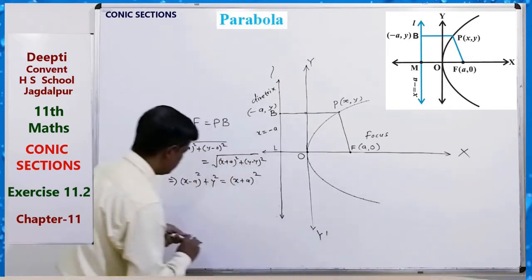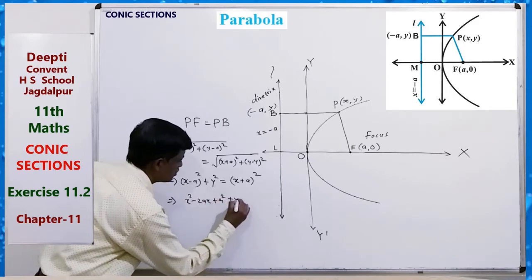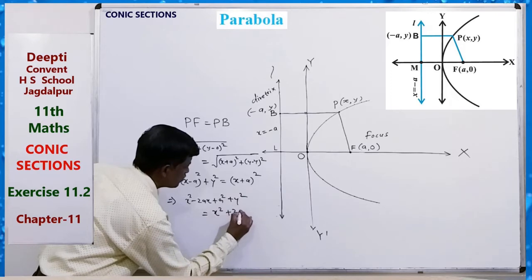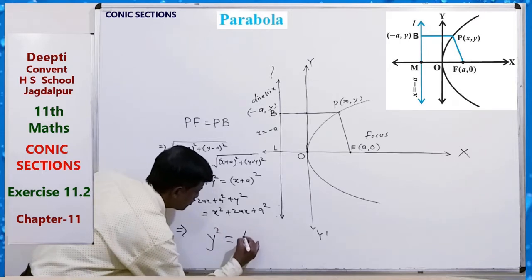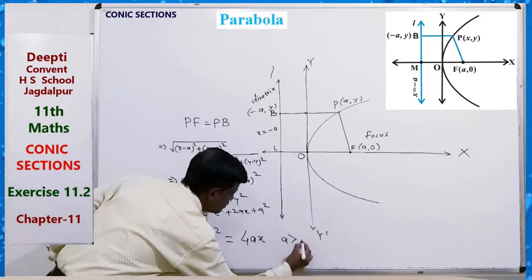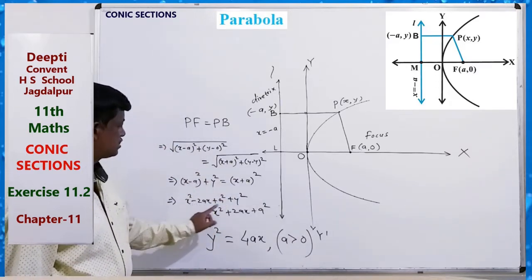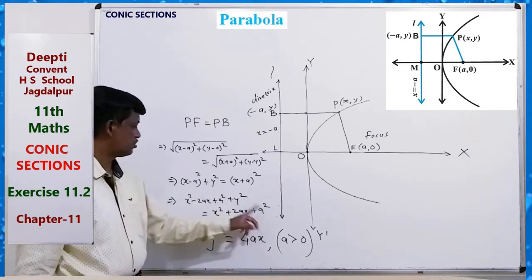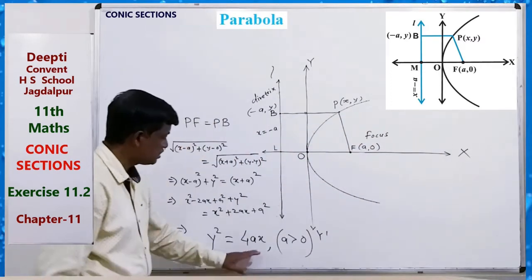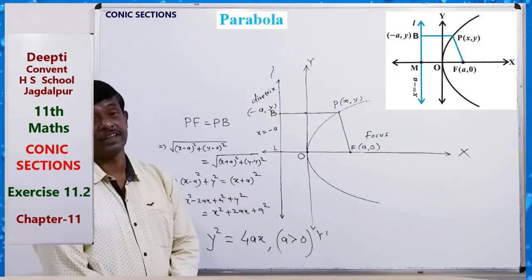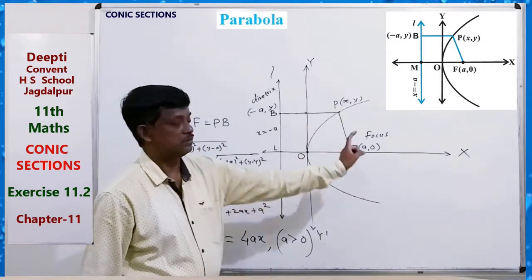Just solving it, we can get our required formula: x square minus 2ax plus a square plus y square equals x square plus 2ax plus a square. Just solve it, we can get y square equals 4ax, here a greater than 0. Okay, just like this. x square cancels, 2ax transfers to the right hand side, 4ax, and a square cancels, y square equals 4ax. Here a is greater than 0 just for this diagram, because this is the value, on the right hand side.